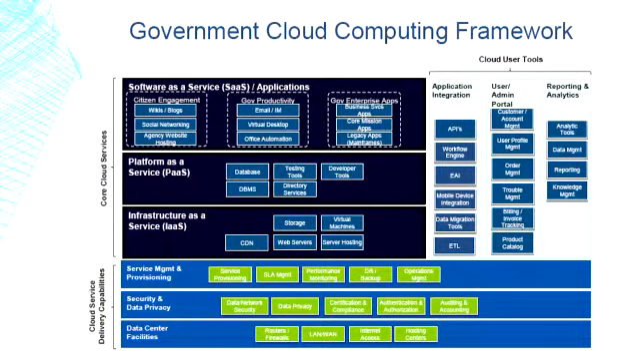This second example is a government cloud computing framework. As addressed before, this layers the different capabilities onto the different architecture components. As you can see, software as a service, platform as a service, infrastructure as a service, as well as the service management provisioning, security, and the data center facilities.